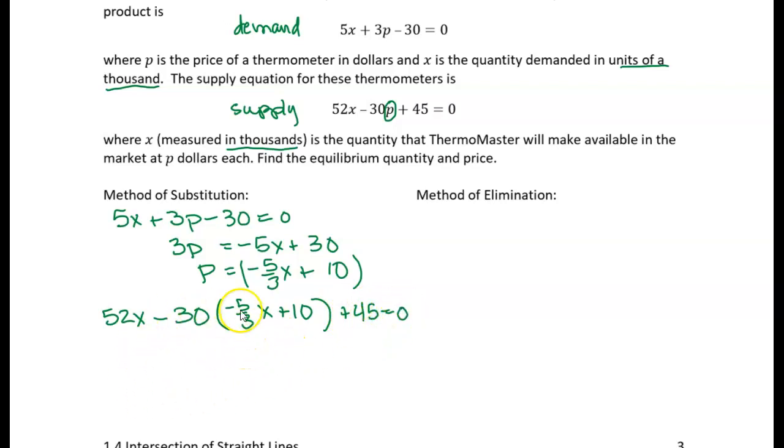All right, so now we've got an equation just in terms of X, and we should be able to solve for X now. So I'm going to distribute this 30 through the parentheses and use the distributive property. So I get 52X, and then minus 30 times a minus 5/3 is going to be a positive 50X, right? And then I'm going to take negative 30 times positive 10, and I get minus 300. And then I have this plus 45.